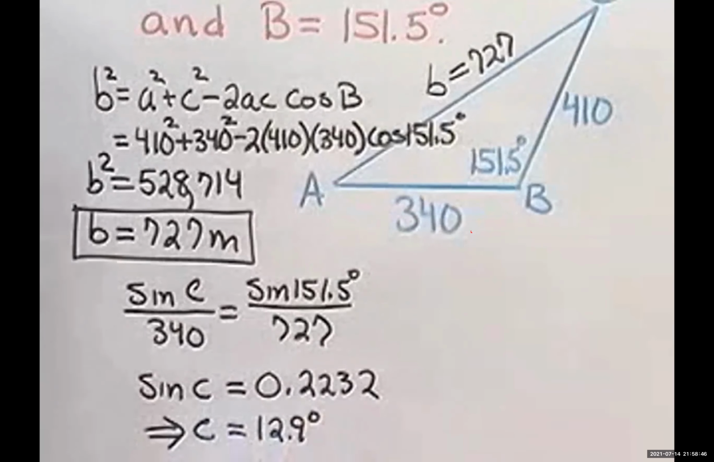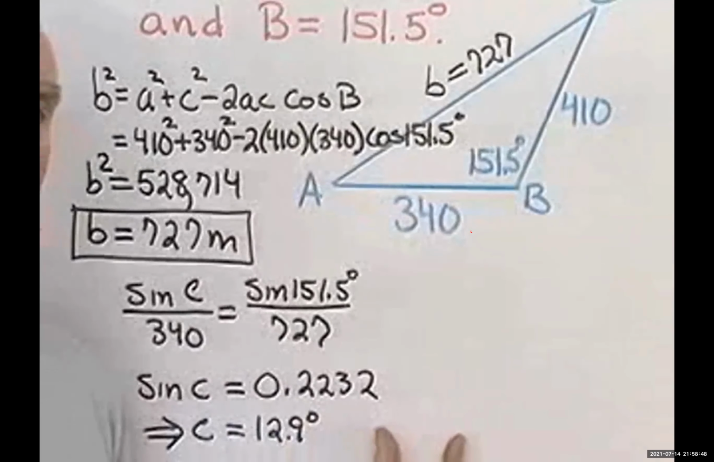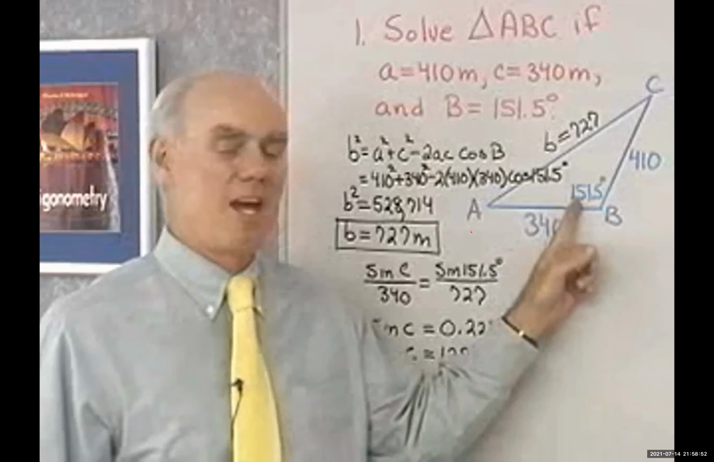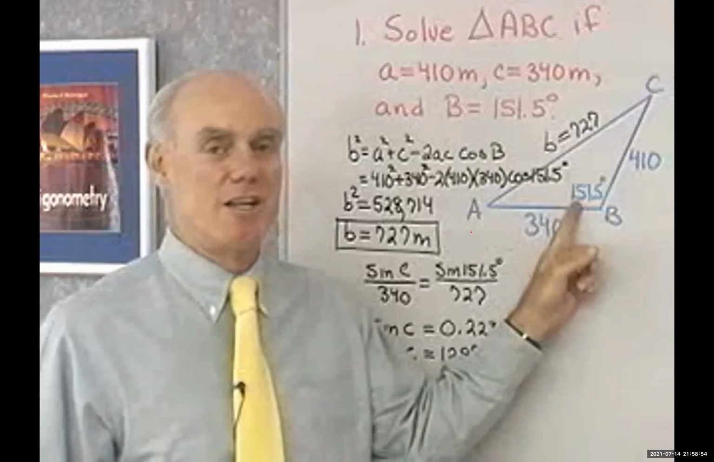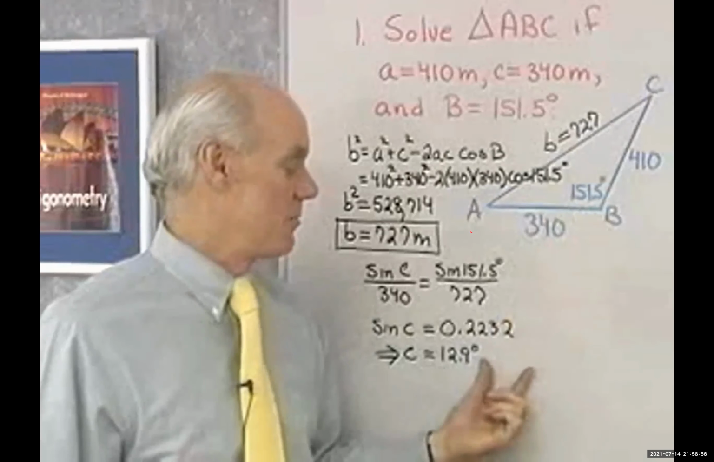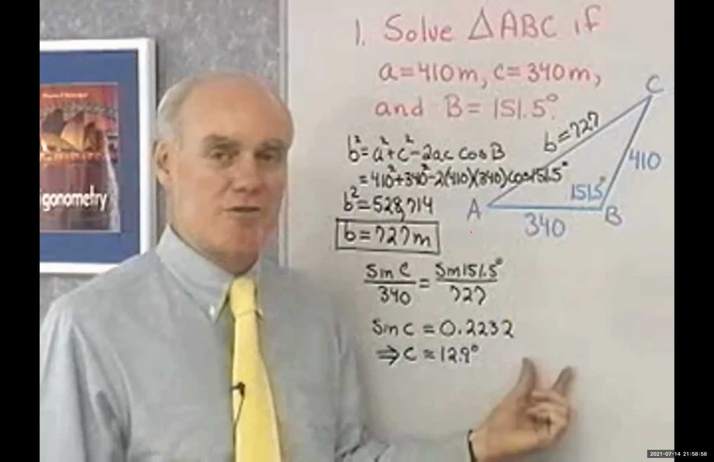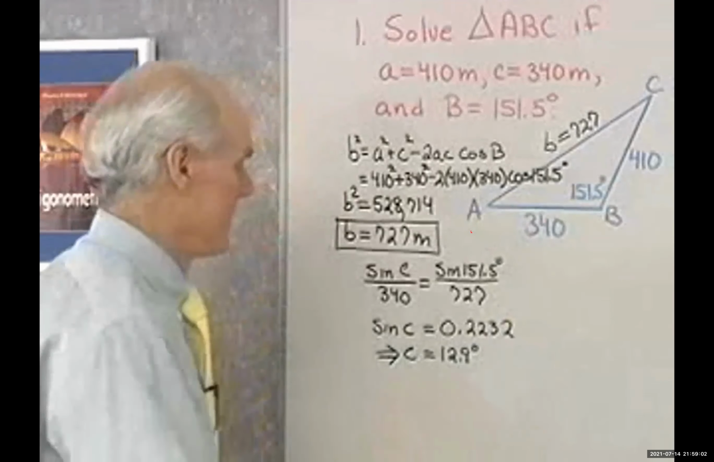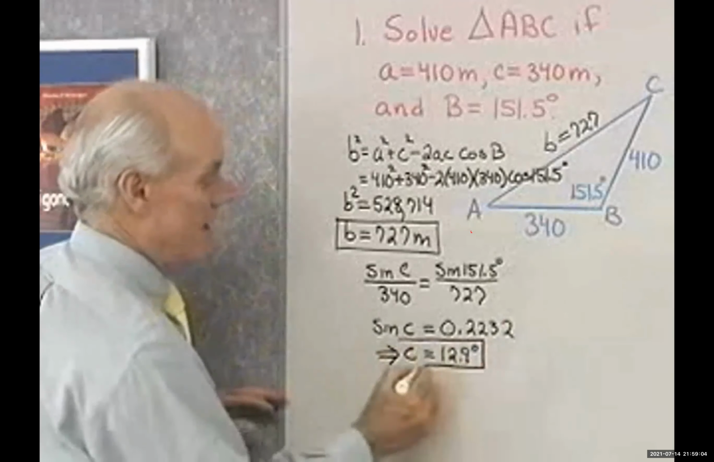So 12.9 degrees. I don't have to check for an angle C prime like I would in the ambiguous case, because I already have an angle in this triangle that's bigger than 90 degrees. So I'm not going to have another obtuse angle, so there's no need to say 180 minus 12.9 degrees. This is angle C.